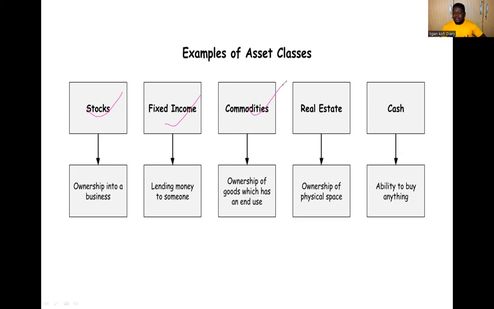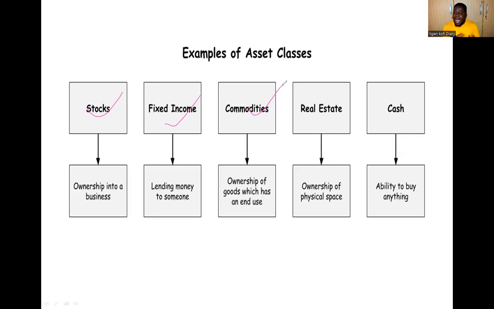And this is where you can find gold. Gold has an end use. So when you own gold, you know that definitely that gold will be used one day. There are lots of commodities that have an end use. A lot of commodities have end use.